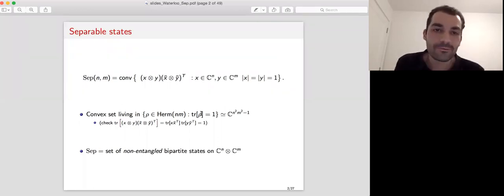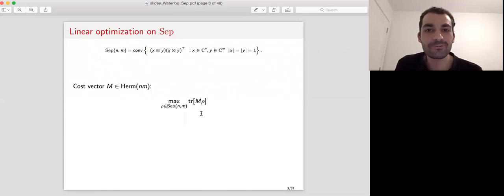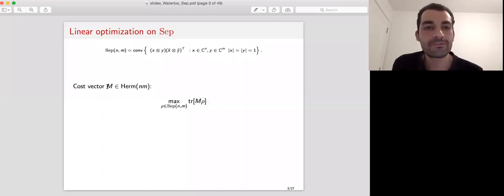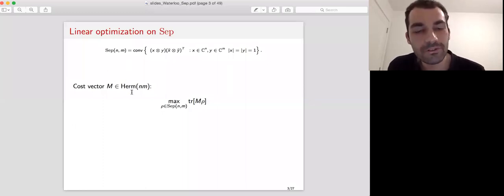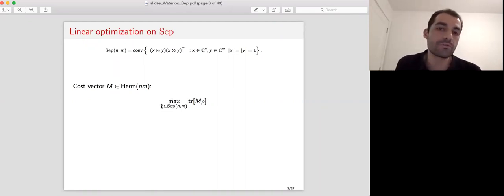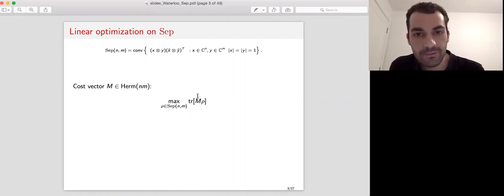I'm someone who is mostly interested in optimization. So the key question when I have a certain convex set that I'm interested in studying is, how do I actually optimize a linear function on this convex set? This is the following problem. I take a cost vector M, which lives in the same space as SEP, so that's a Hermitian matrix of size n times m. And I want to compute the following quantity: I want to maximize the trace of M rho, which is the inner product in my space, where rho ranges over the set of separable states. This is the optimization problem I'm interested in.